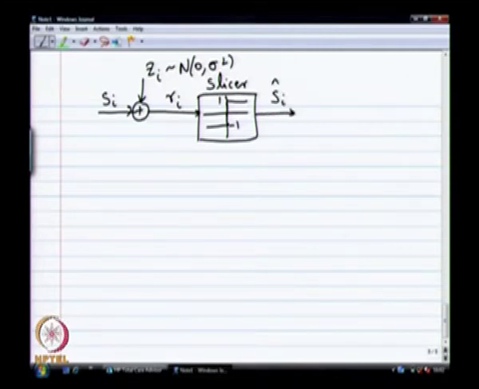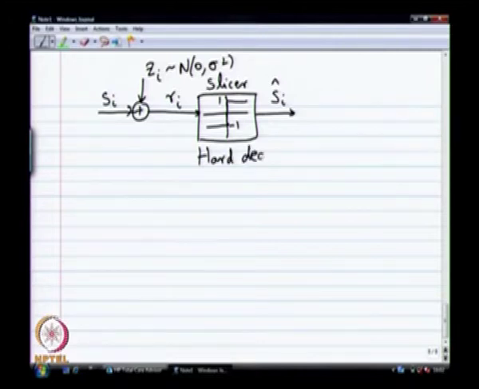You would get a SI cap. So you can think of it as the best possible estimate you can have for SI given only Ri. You are not given anything else, only given Ri. This is the best possible estimate for SI that you can do. So the slicer is also called a hard decision.